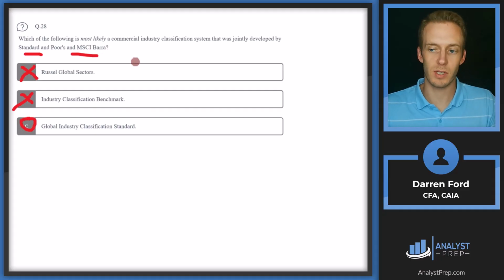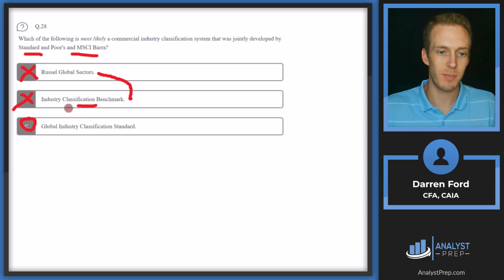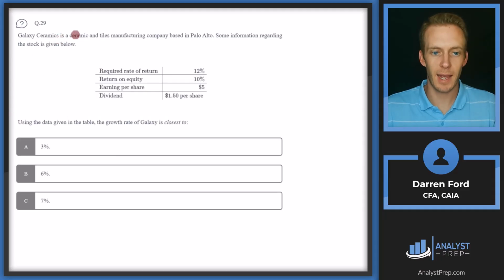And this one's a little confusing too, because Russell and FTSE, who helped in both of these, are now one organization through merger. And then Dow, which helped with this benchmark, is part of S&P, which helped with GICS. So a little confusing, but mostly a memorization exercise here. Answer C.